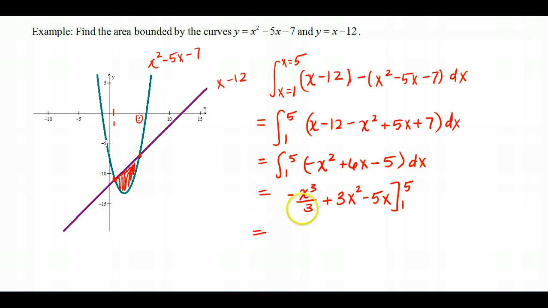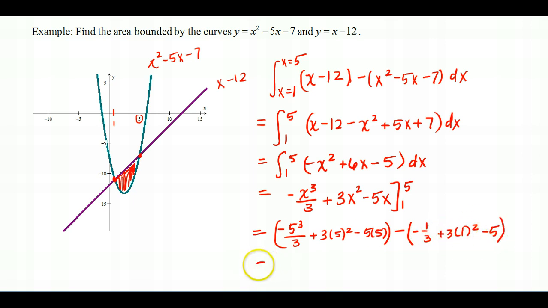So now I'm going to go ahead and plug the 5 in. So I'll get negative 5 cubed over 3 plus 3 times 5 squared minus 5 times 5. And then I need to subtract, plugging in the 1. So I'll get negative 1 over 3 plus 3 times 1 squared minus 5. And, skipping the algebra, I end up getting 32 over 3. So the area here, you'll notice, is a positive area.